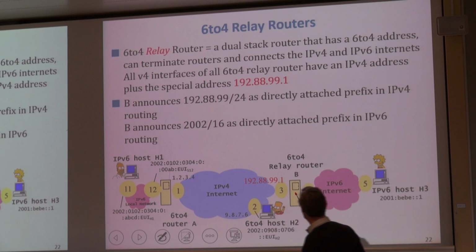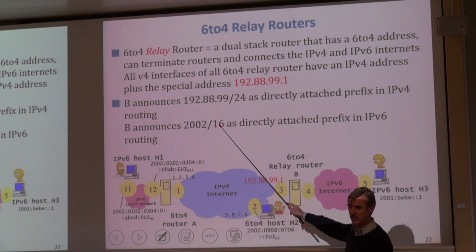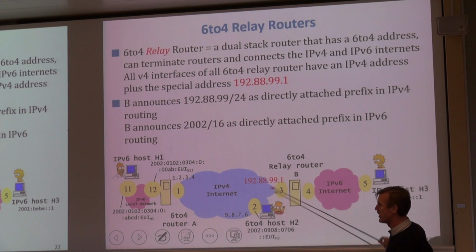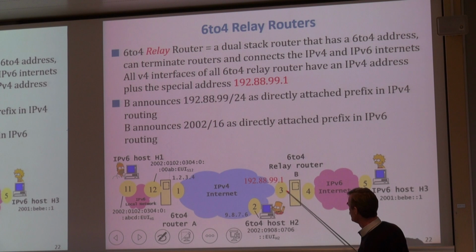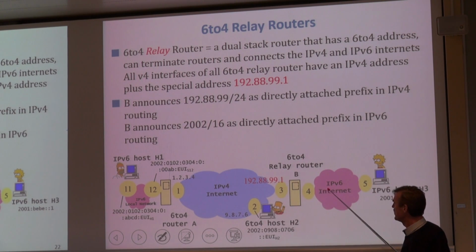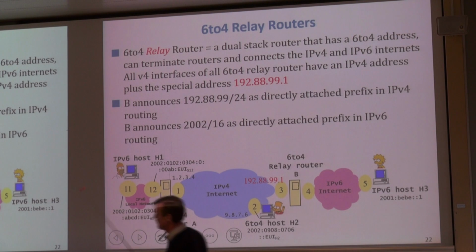Similarly, B will advertise in the IPv6 internet the block 2002::/16, which means all the guys that run 6to4 that are behind me. So those 6to4 relay routers have the job of advertising this address, which means IPv6 seen from the IPv4 world, and the 2002, which means IPv6 over IPv4 seen from the IPv6 world. So they will do this.